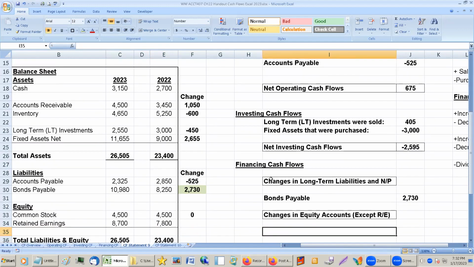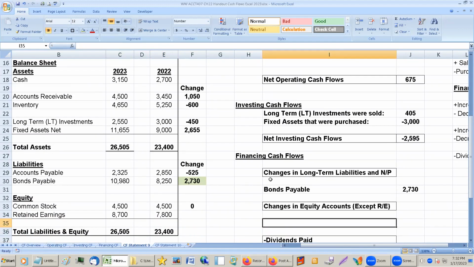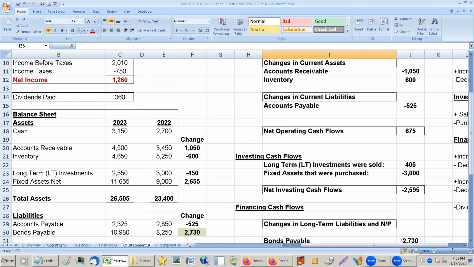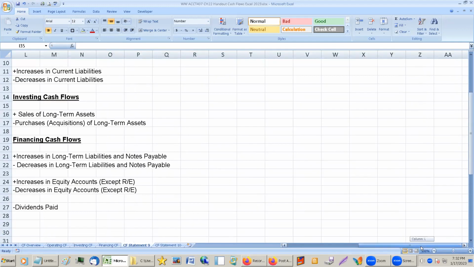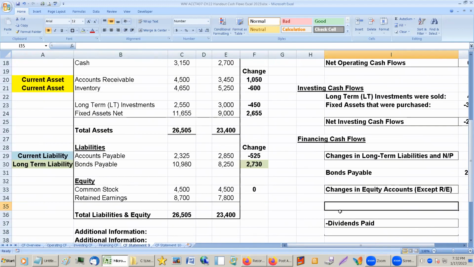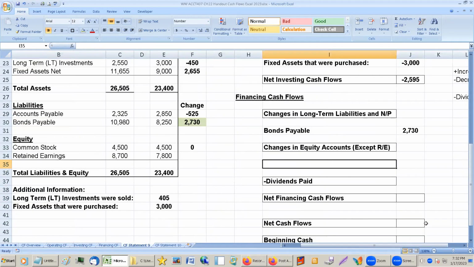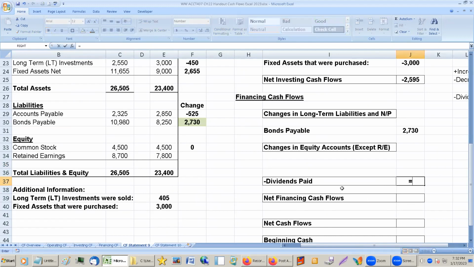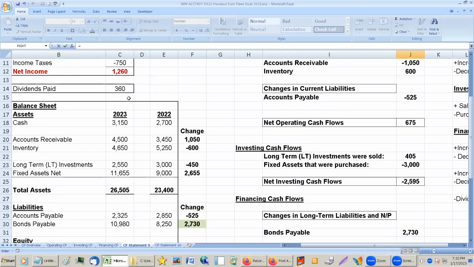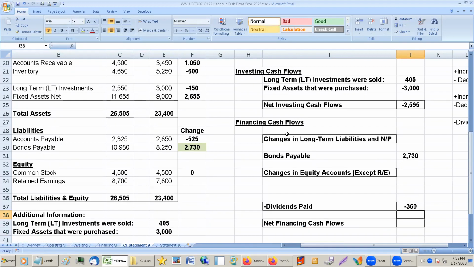What do we need in the equity section? Here. Dividends. Yep. Oh, I got a separate line for it. Okay, so this is dividends. Paid out 360.